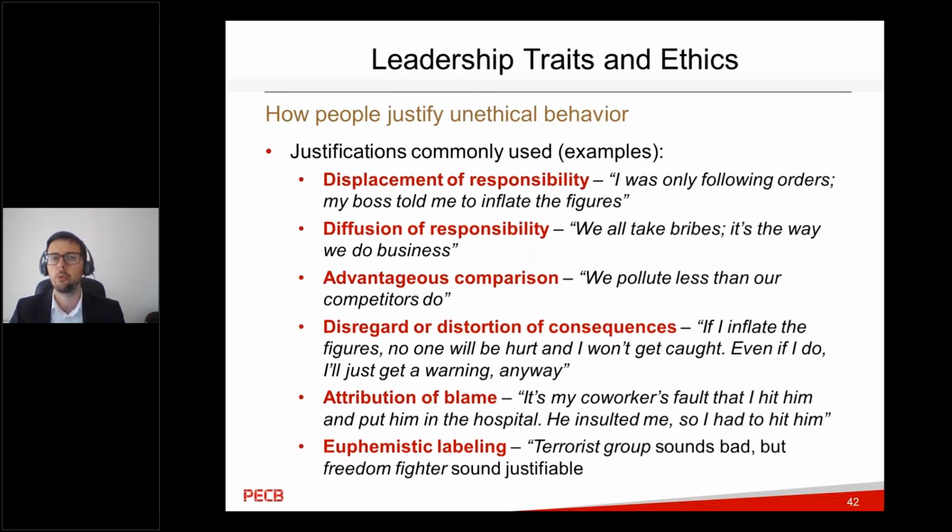So we try to disregard the consequences of our actions. If I inflate the figures, for example, no one will be hurt, and I won't get caught. Even if I do, I'll just get a warning, so it's no big deal. In this sense, we do things because we think we will not get caught, or we try to attribute the blame. So it's my coworker's fault that I hit him and put him in the hospital. He insulted me, so I had to hit him. So even though we are the aggressors, we tend to blame others for our actions.